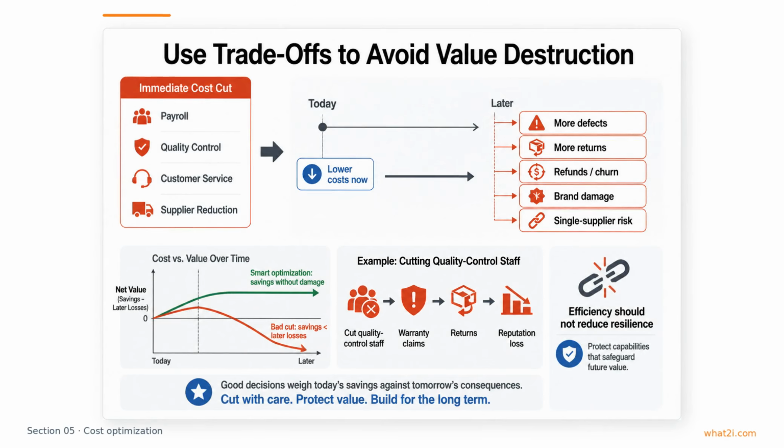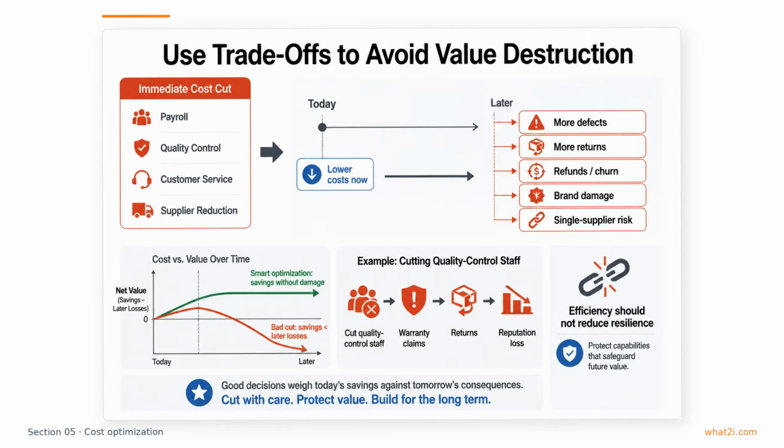Every cost decision involves trade-offs, even when the savings look attractive. A cut can improve this quarter's numbers while creating larger losses later, through defects, returns, churn, or weaker resilience. Cutting quality control might save payroll today, but increase warranty claims and damage the brand over time. Cutting customer service might lower headcount, but raise refunds and cancellations. Good optimization weighs both sides of the decision, not just the immediate expense reduction. The right question is whether the business becomes stronger after the cut, not merely cheaper.